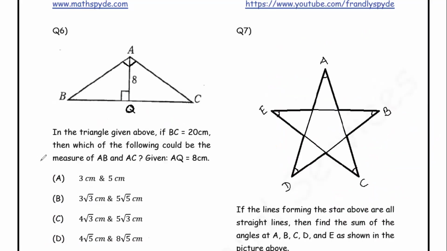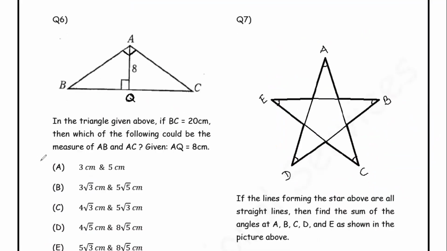Question 7. We have got this star drawn like this. Yeah. So that's a star. And there are angles out here on the vertices. So if the lines forming the star above are all straight lines, then find the sum of the angles at A, B, C, D, and E, as shown in the picture above.